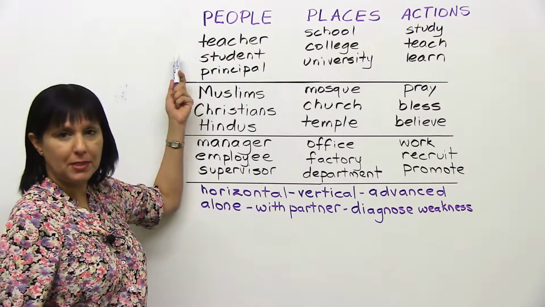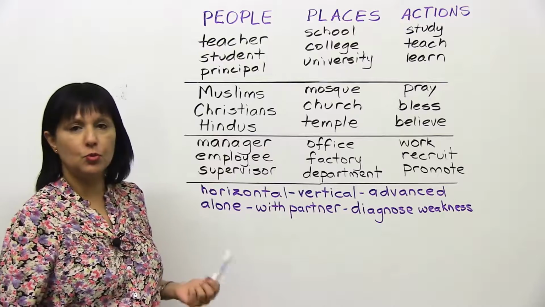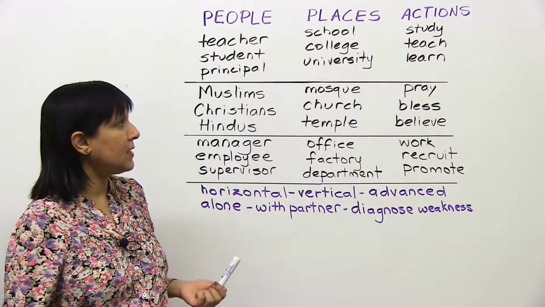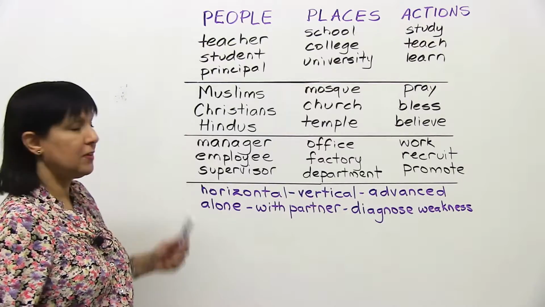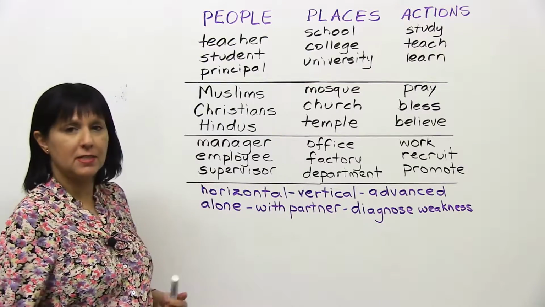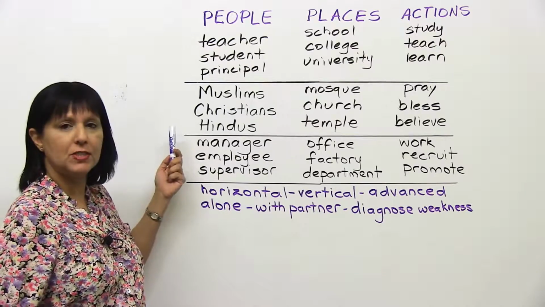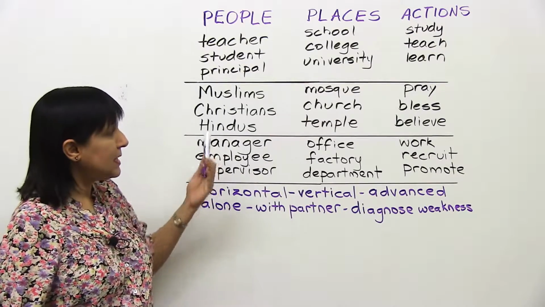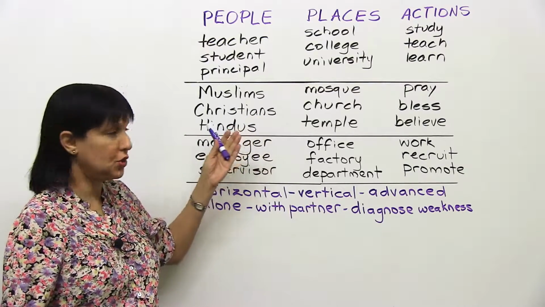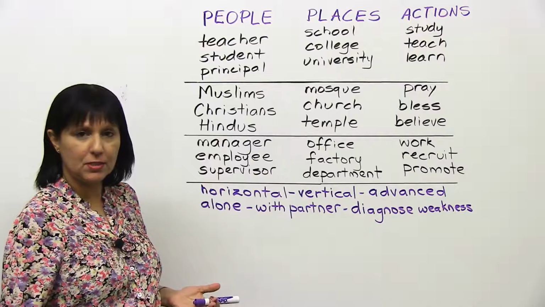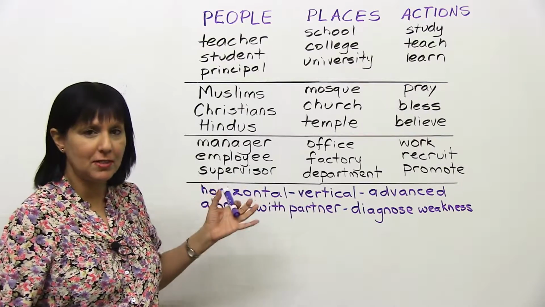3 examples of people in education: teacher, student, principal; places, school, college, university; actions, study, teach, learn. In the area of religion, if we're talking about different kinds of people, different people of different religions, Muslims, Christians, Hindus; places in the area of religion, mosque, church, temple; actions could be pray, bless, believe. Obviously, these are not the only examples.